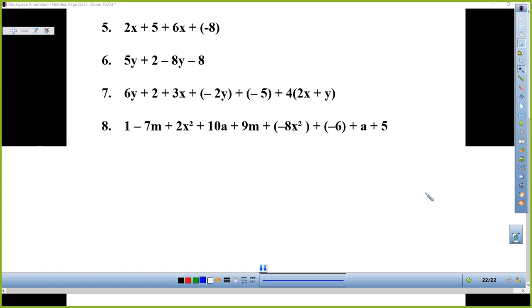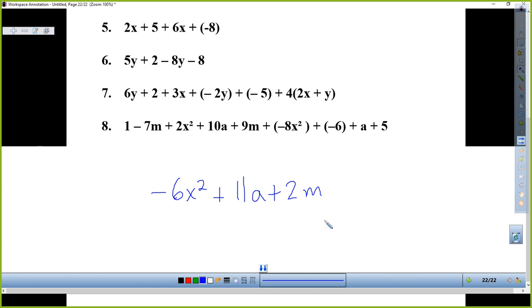Alright, let's see what we got. For number 8, the correct answer in any order should be the following: negative 6x squared plus 11a plus 2m, in any order. Hands up if you got something like that.